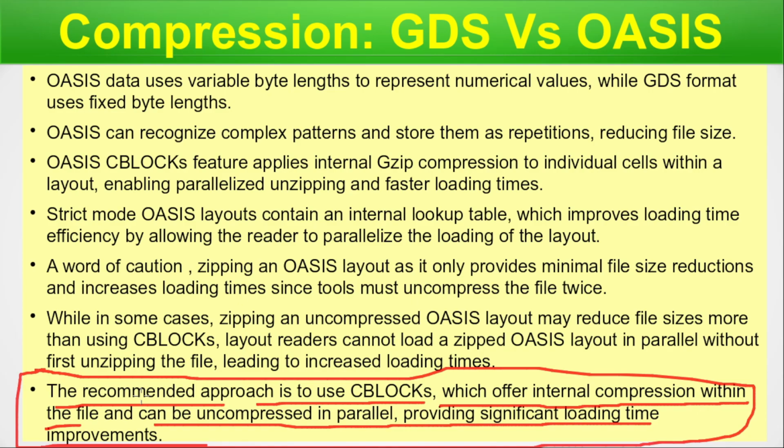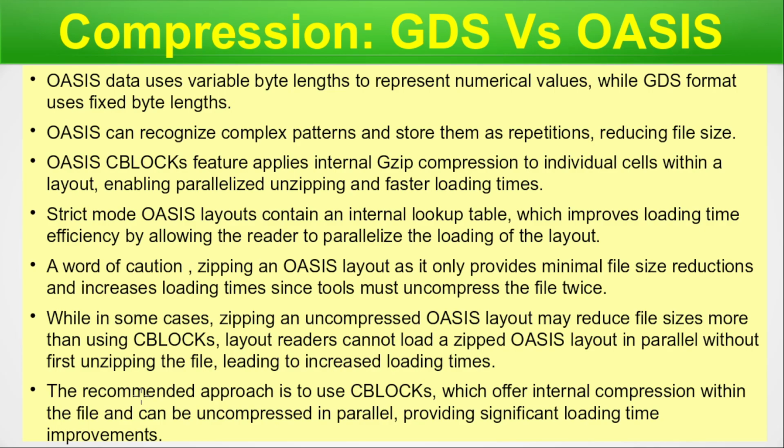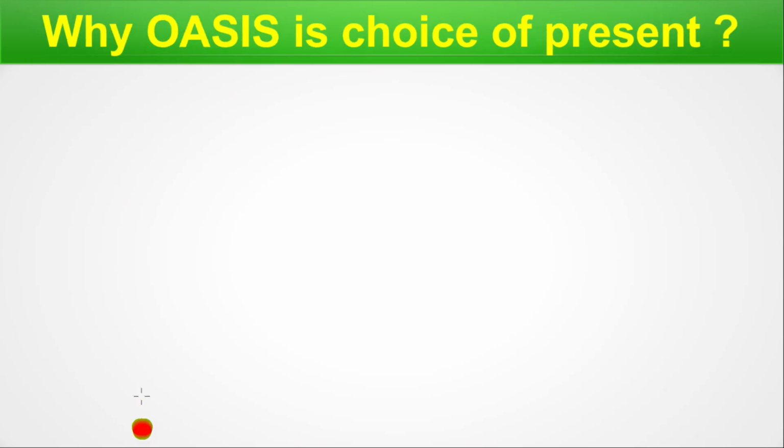But when you are working on a day-to-day basis from the hard disk, it is advisable that you use the internal compression method of OASIS and don't try to do external compression. That means zip, tar, rar, etc. Don't do anything. So here we are done talking about the compression comparison between GDS and OASIS. Let's move on to the next slide.